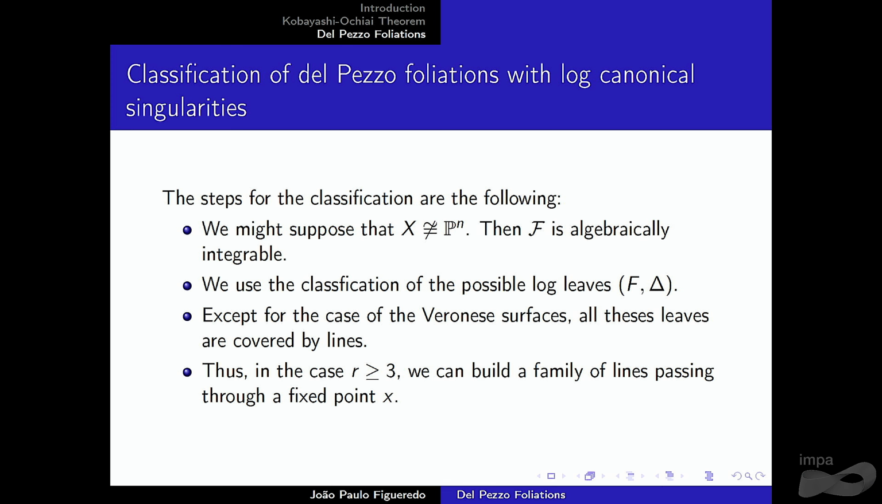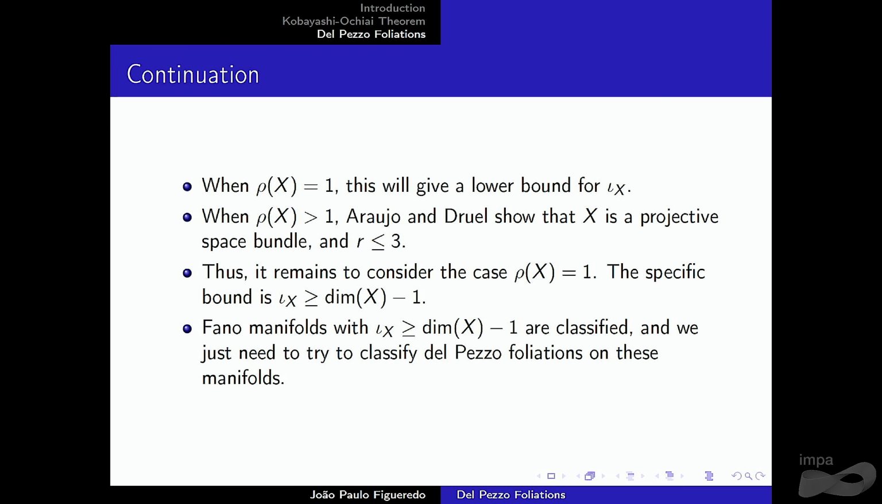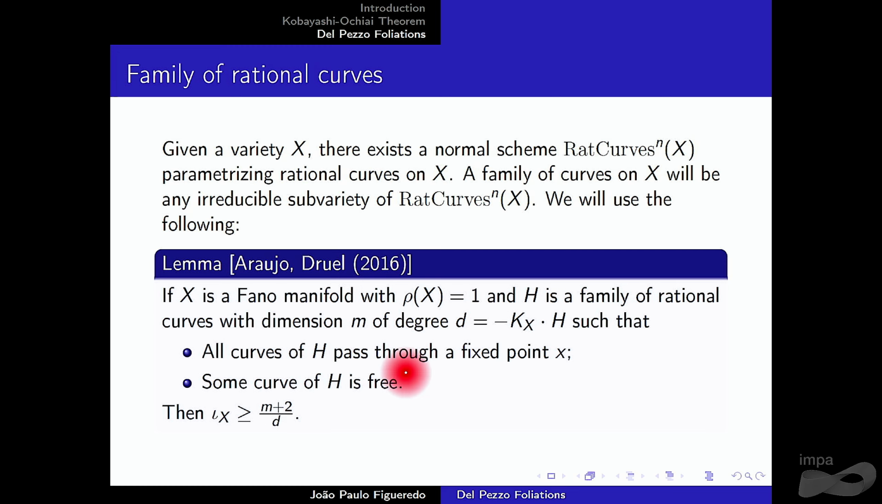So in the case where we don't have the Veronese surface, which will happen always when the rank is at least 3, we can build a family of lines passing through a fixed point. So when the Picard number is 1, this will give a lower bound for the index of the Fano manifold, as shown here. This will be the bound. The degree here will be 1. And we can also explicitly calculate the dimension m of this family of lines.